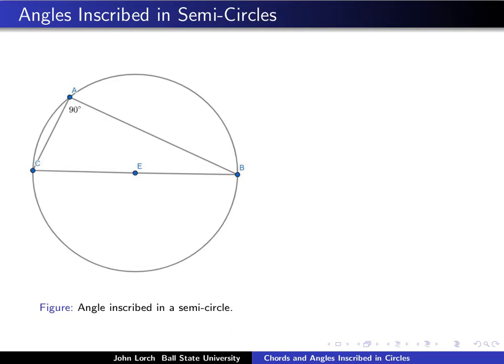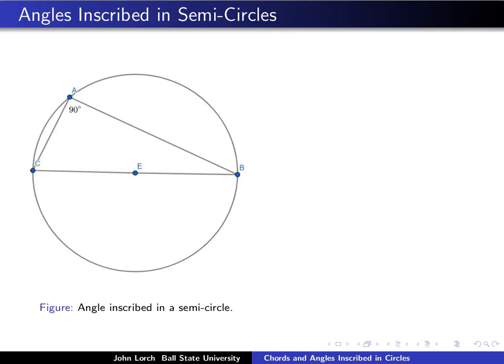Now, if you look at the angle BEC, that's a straight angle. It's a 180-degree angle. And from the result that we had on the previous slide, we know that the measure of that angle should be double that of the inscribed angle BAC. That then forces angle BAC to have measure 90 degrees. So it will be a right angle.